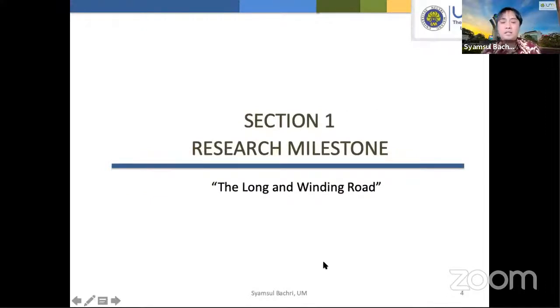Section 1 is about research milestones. I write here "the long and winding road." Why? Because I'm a Beatles fan. I have heard Beatles songs since I was maybe three years old, because my father is a musician and he always turned on the radio, and the Beatles songs were on every morning. So I took this song. Why? Because my research is really on a long and winding road.